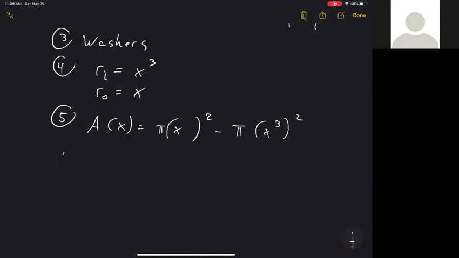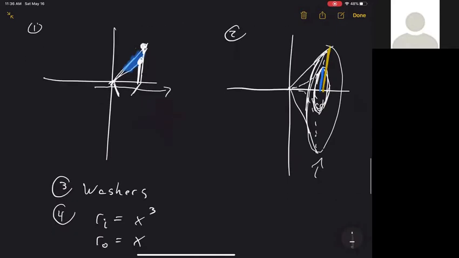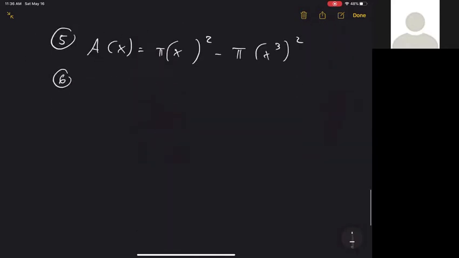What are my bounds of integration? Where am I integrating from? I'm integrating along the x-axis. So where does my object start? There. Where does it end? There. Where are these points? They're going to be where my curves intersect, right?